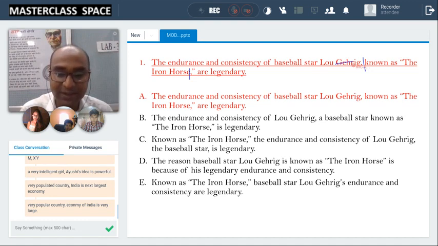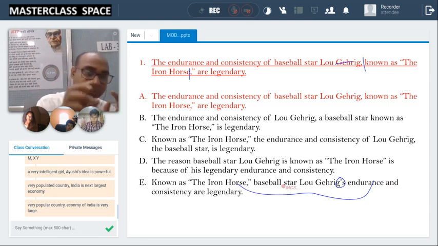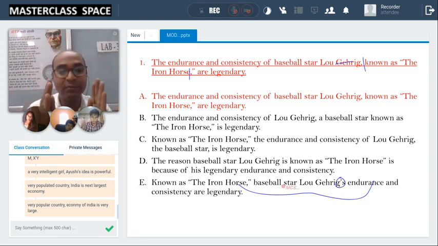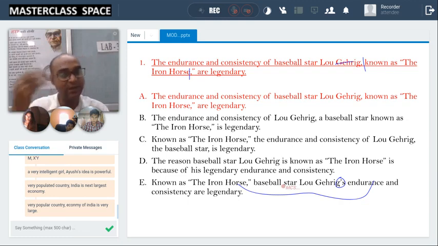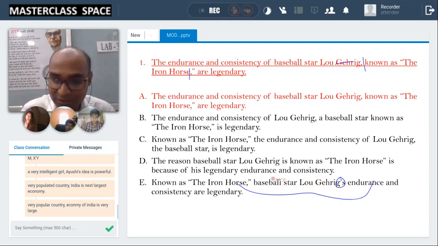So E is incorrect. Why? Because just as we were discussing, whenever there is an apostrophe, the modifier modifies the word next to the apostrophe, and that's why E is incorrect. When it is modifier, X apostrophe Y, the modifier does not modify X but the word next to X. So here, this is your X, that is a noun, and after the noun there is an apostrophe, and after the apostrophe it is endurance. So endurance cannot be known as the iron horse. So E is out, D is out. Choose another option again.